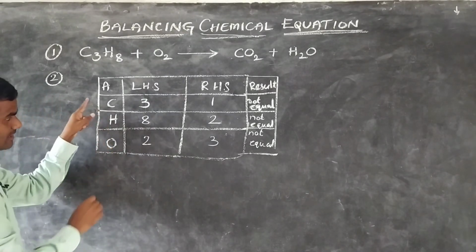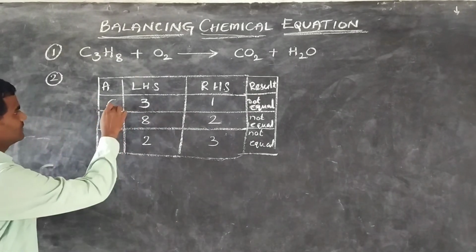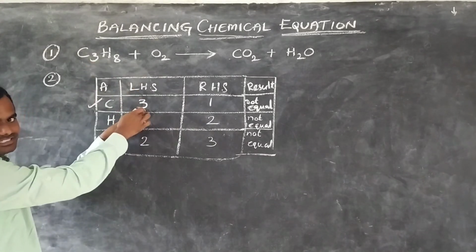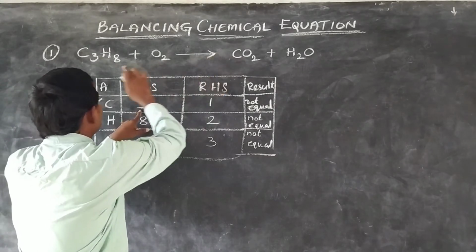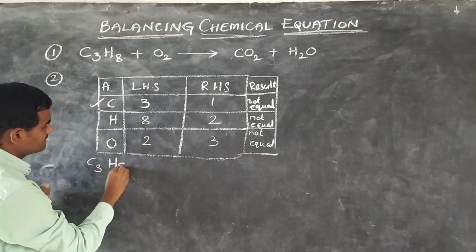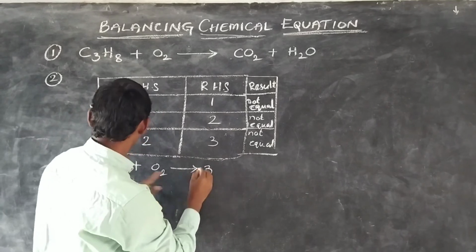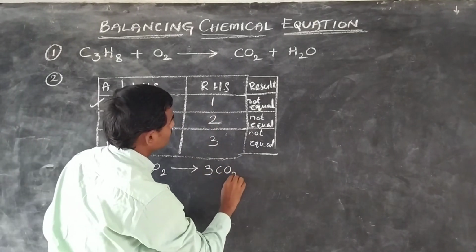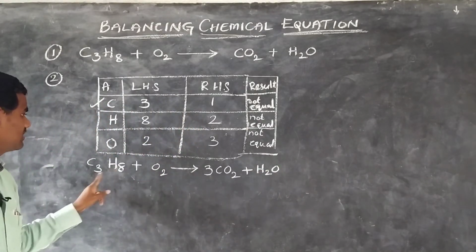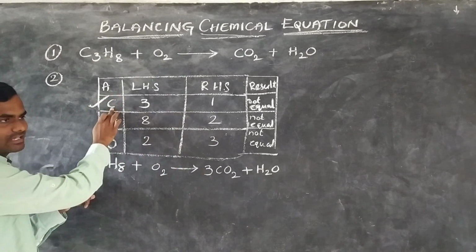After balancing, we have to write a tick mark against each atom. So, first we will take carbon. The number of atoms on the left hand side is 3. Now if we balance carbon, the equation becomes C3H8 plus O2 gives rise to 3 CO2 plus H2O. So now the carbon atoms are balanced. 3 here, 3 here.